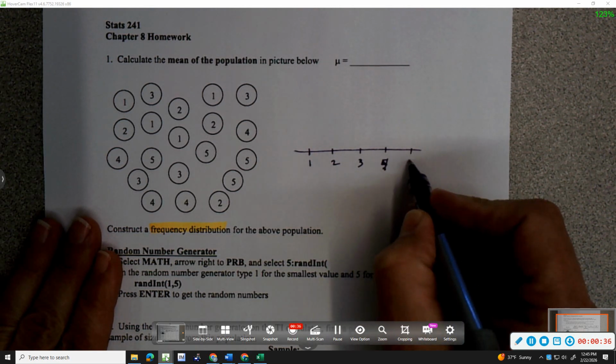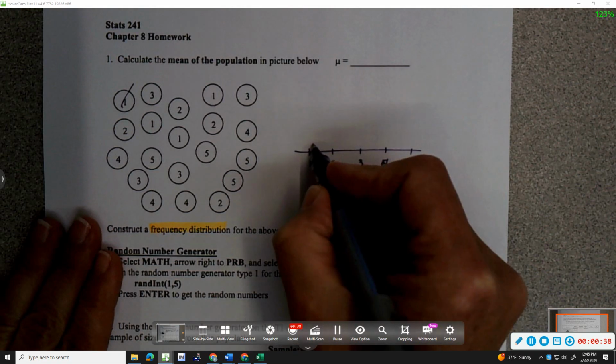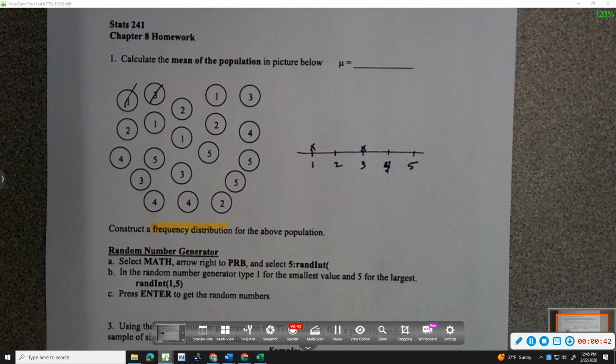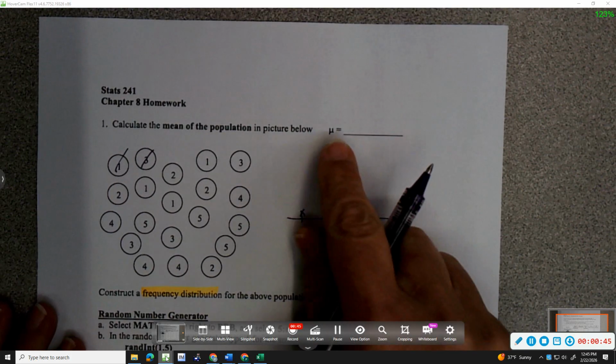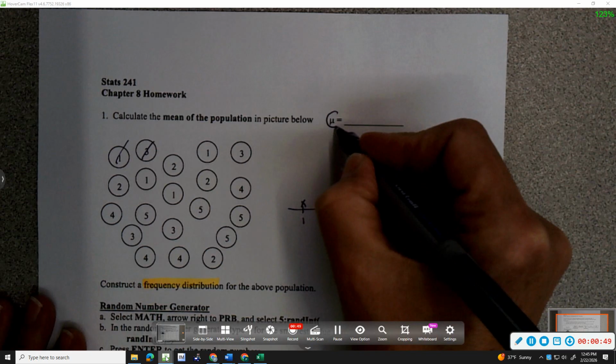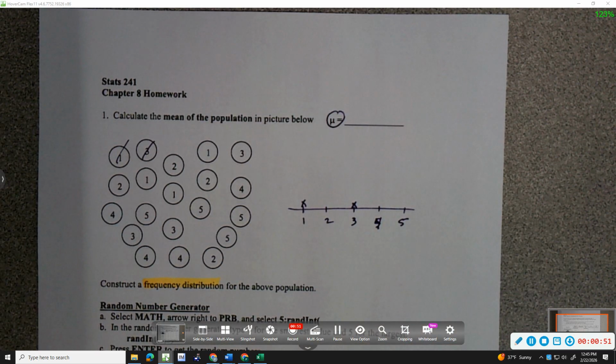And I missed 4, there'll be 5. So if I put a 1, I put an X here. If I have a 3, I put an X here, or you can make dots. Additionally, you'll need to find mu, because this whole thing is my population. We're calling it mu. You need to find the mean of all of those numbers. You're going to add them up and divide by how many numbers there are.